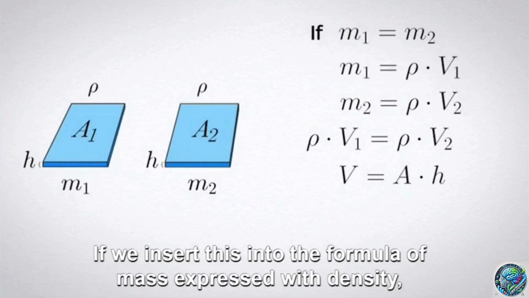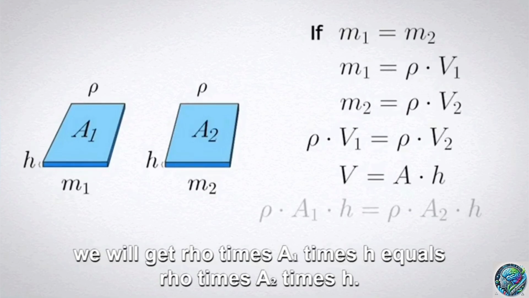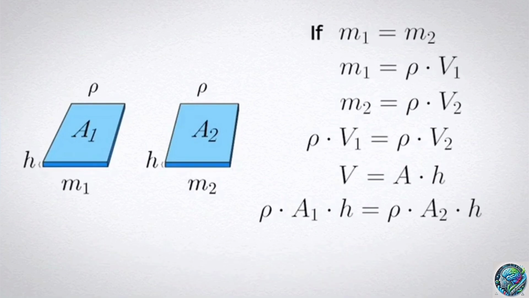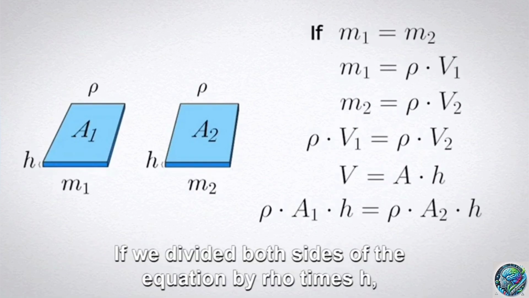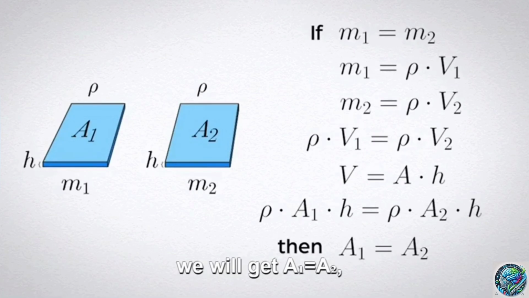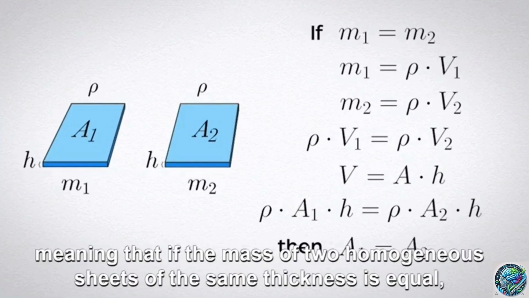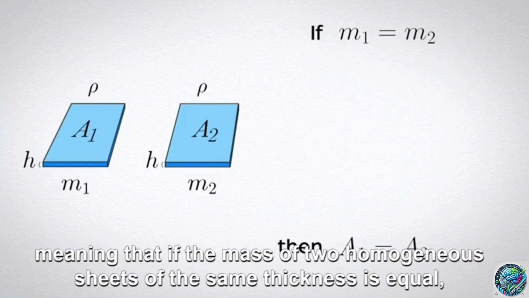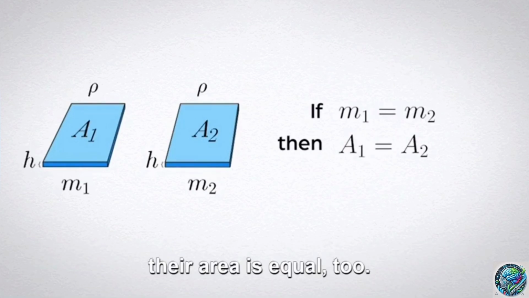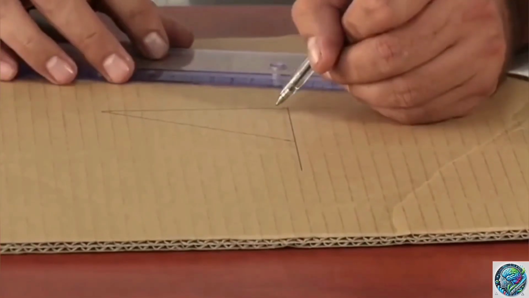If we insert this into the formula of mass expressed with density, we will get rho times a1 times h equals rho times a2 times h. If we divide both sides of the equation by rho times h, we will get a1 equals a2, meaning that if the mass of two homogeneous sheets of the same thickness is equal, their area is equal too.